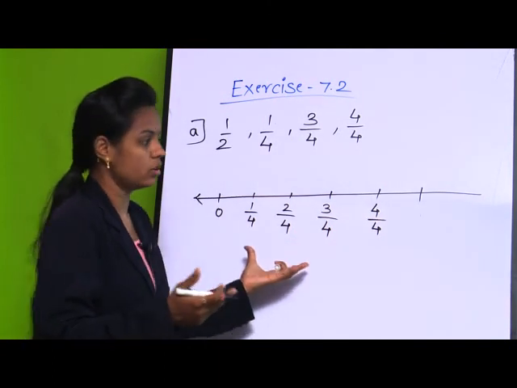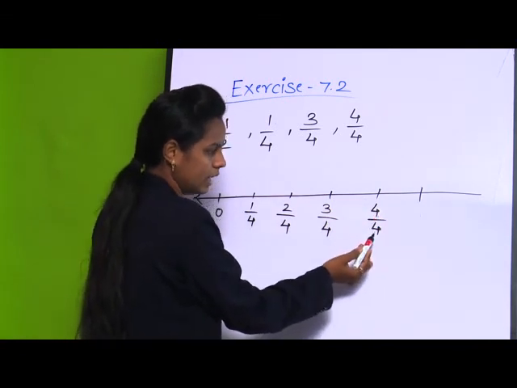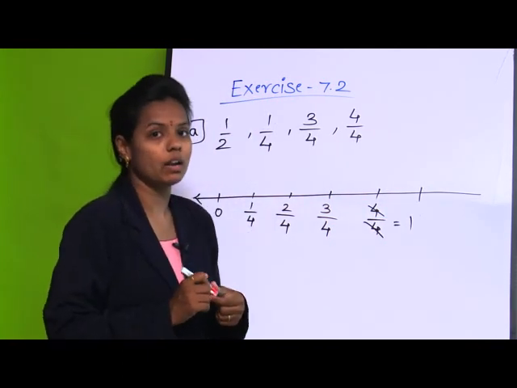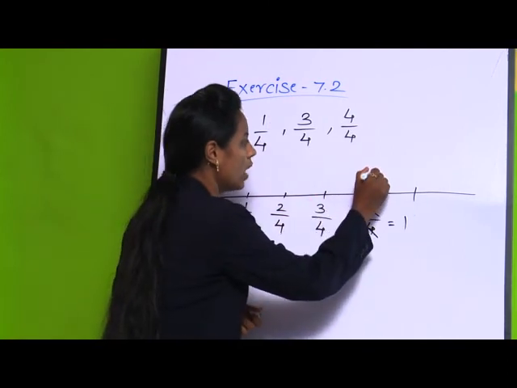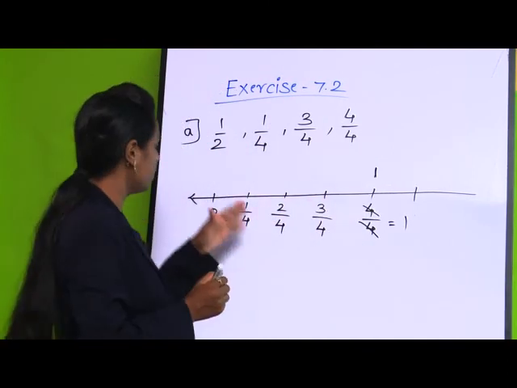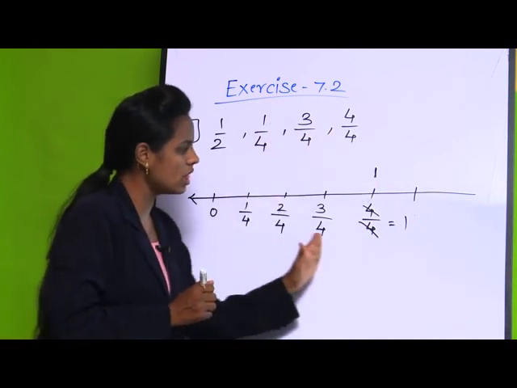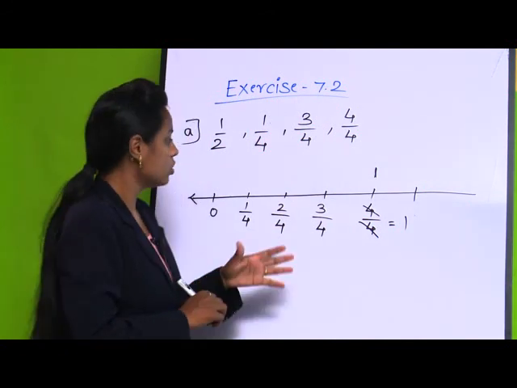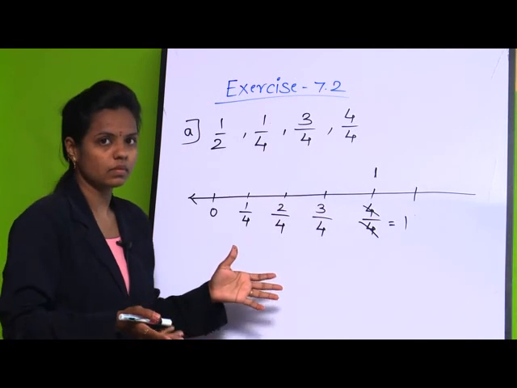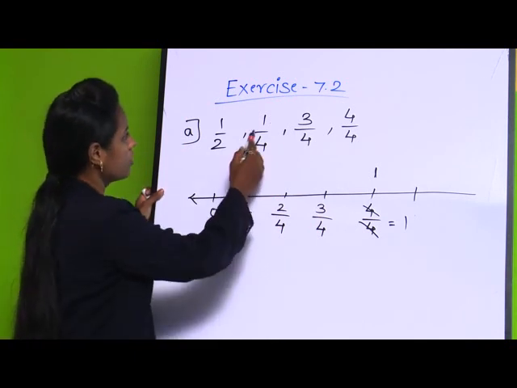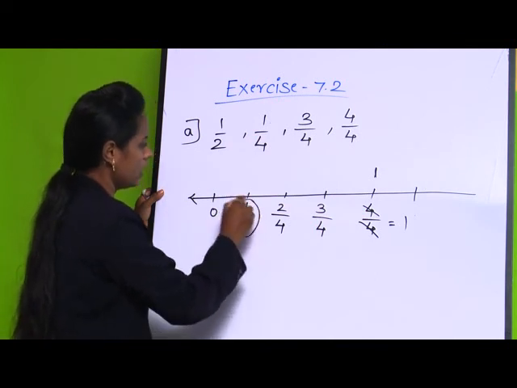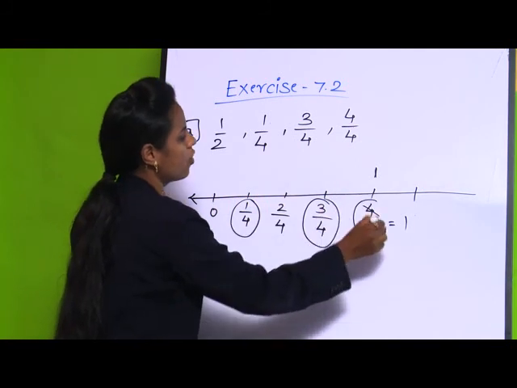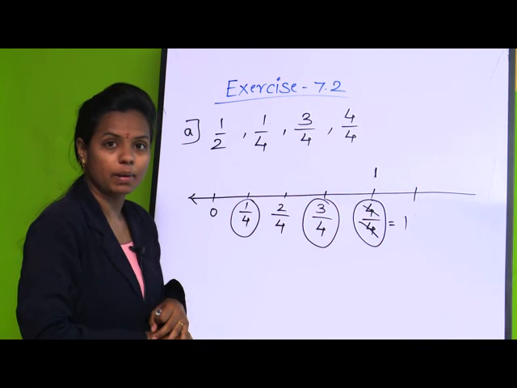We need to find that. You know that when the numerator and denominator are the same, it becomes one whole. So we have 1 here. Between 0 and 1, these are all the fractions that are less than 1. Now see here. First of all we will show 1 by 4, that is here, then we have 3 by 4, and then we have 4 by 4, that is nothing but 1.